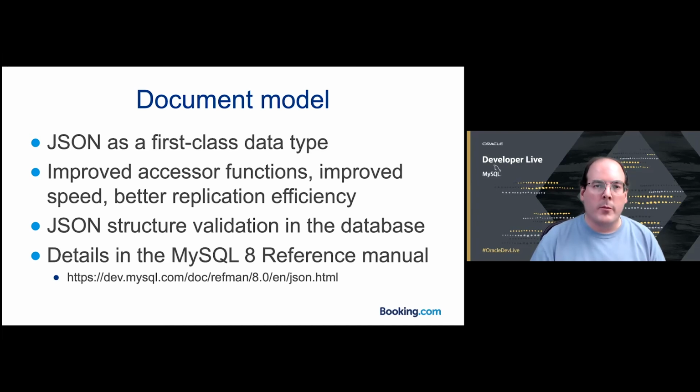It's sort of a bit like row-based replication pushed down. It's also faster in general. Accessor functions have been improved. There has always been JSON structure validation in the database. You've always been able to stuff JSON data into a text column, but now you get it validated. There are lots of details about this in the MySQL reference manual. The JSON section of the manual is actually quite good.